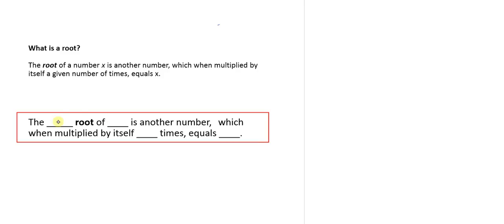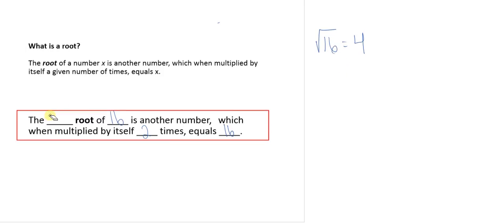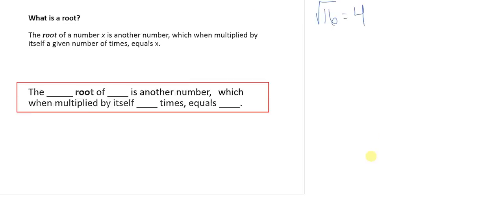So, if we look at the square root of 16, it is a number which, when multiplied by itself 2 times, equals 16. The fact that we're saying 2 times here comes from the fact that we're talking about the square root. And we'll show a few examples coming up where we're looking at 3 times and 4 times. But in this case, we want to find a number which, when multiplied by itself 2 times, equals 16. And we can think about that pretty quickly and realize that we're talking about 4. So 4 is a square root of 16.